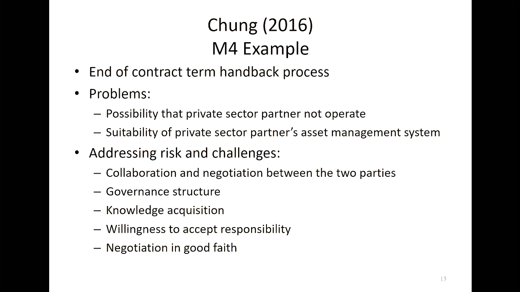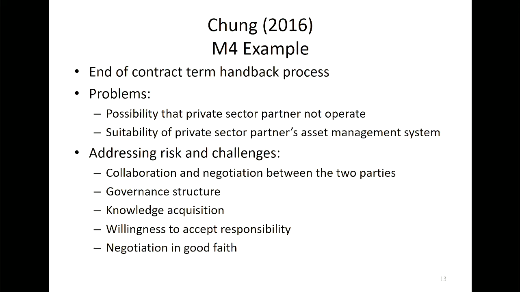So M4, not sure whether you know, is a motorway in Western Sydney, and the M4 tollway project is actually the first Australian PPP project. So the contract term has finished, and it has been handed back to the government. So this paper looks at this process.